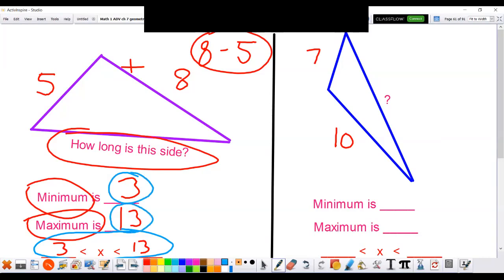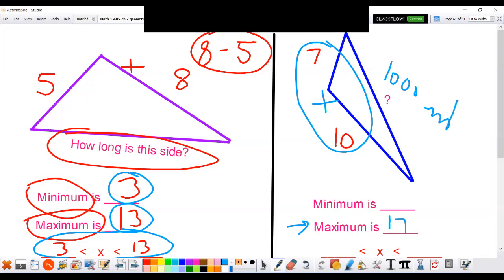Just add them up. Okay, one more to try. What are you going to do with these numbers? What's the max? Add them up. 17. This cannot stretch more than 17. If you try to say this is 1,000 miles, people are like, how can that be 1,000 miles if this is 7 inches and that's 10 inches? That's not going to work. The longest it could be is 17, whatever these are. The shortest, subtract them. 10 minus 7, 3. So the answer is between 3 and 17. Pretty cool. Triangle inequality theorem.